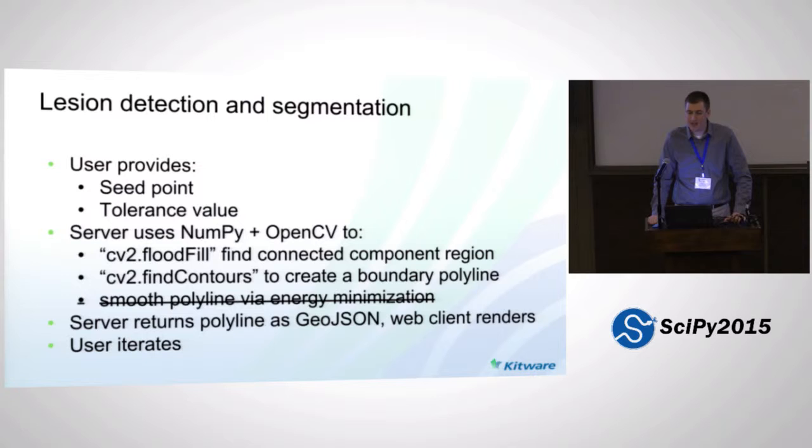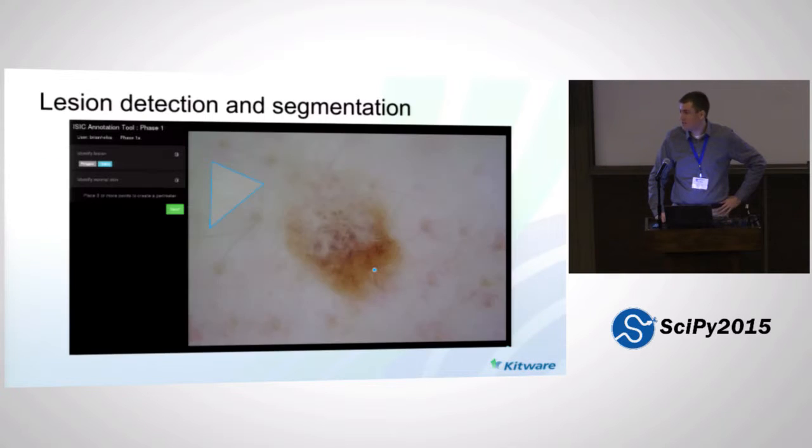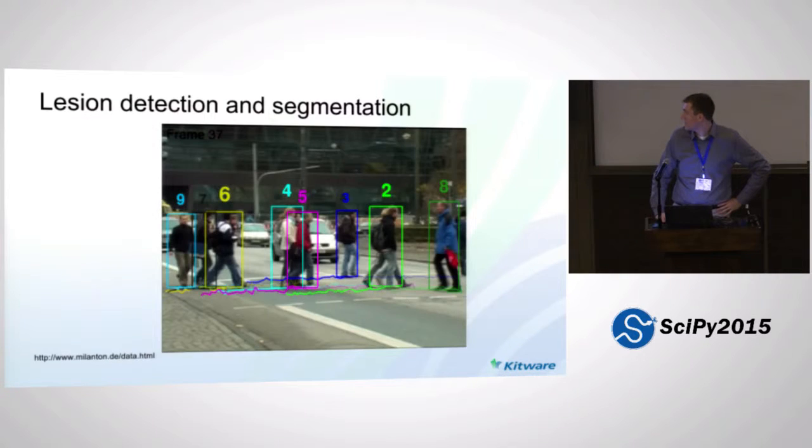And then ultimately, the lesion boundary is encoded as GeoJSON, which we really like as a way to store coordinate representations of all kinds, and then is sent back to the client. We also have the user identify regions of normal skin. And then the next part is, and let me preface this.